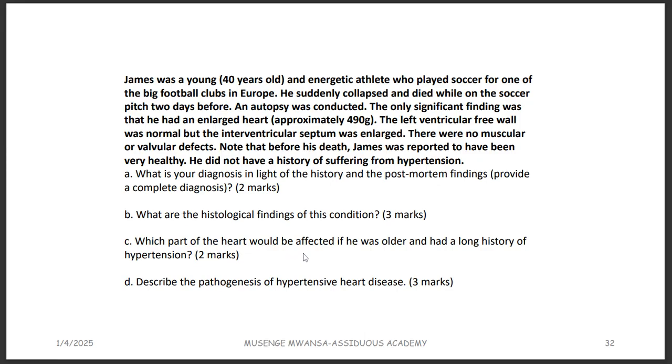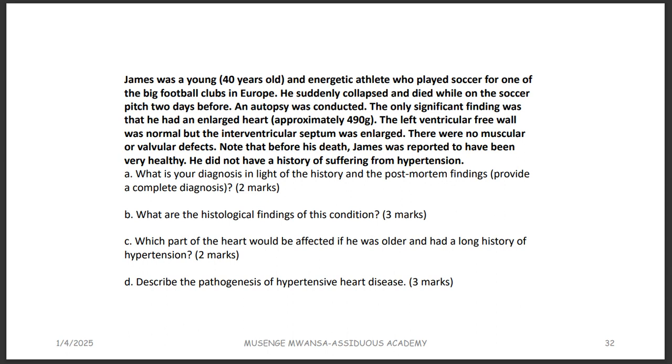Which part of the heart would be affected if it was older and had a long history of hypertension? So for the hypertensives, most of the time, the part that is affected is the left side of the heart, specifically the left ventricular free wall. Okay, so that would lead to concentric left ventricular hypertrophy.